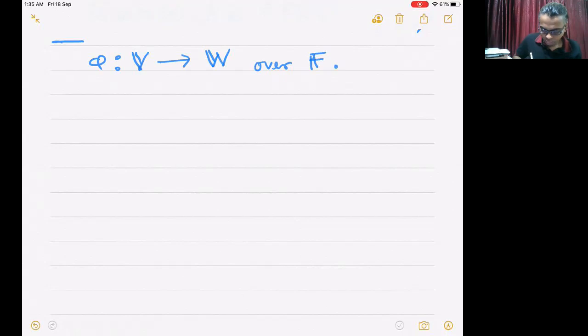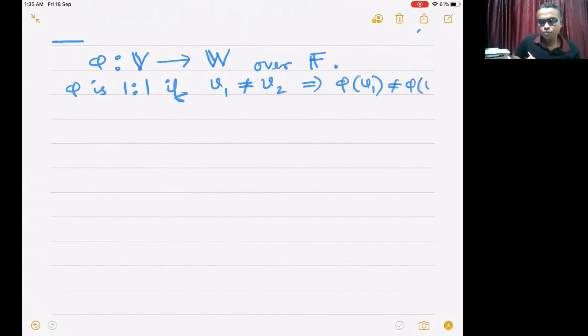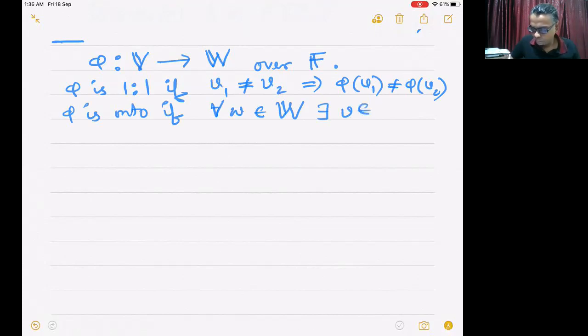So we say phi is one-to-one if, let me write it this way, if V1 not equal to V2 implies phi V1 not equal to phi V2. Then it's one-to-one. Phi is onto if for all W in capital W, this vector space, there exists V, probably more than one, but at least one V, such that phi V is equal to W. Then it's said to be onto.